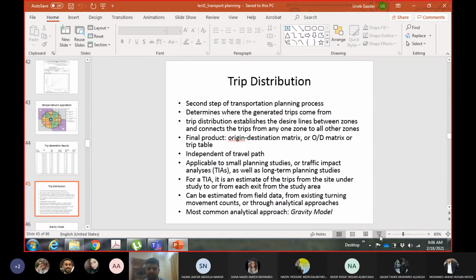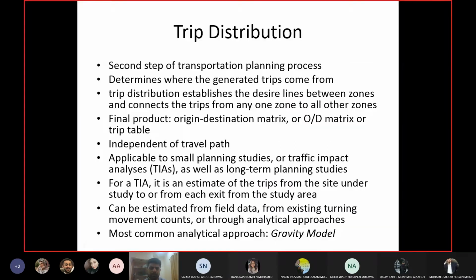Now we move on to the second stage of the travel demand forecasting model, which is trip distribution. In trip distribution, we are basically finding out from where the trips are coming. So they are generated because of your area, but from where, from which area are they generated?